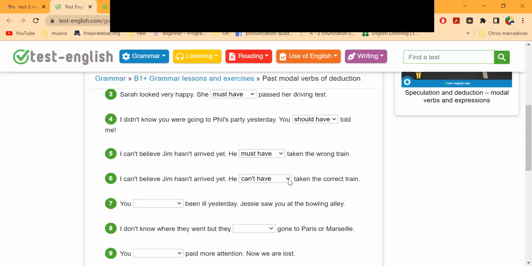¿Ya? Y el must have es para positivos. Entonces yo digo, yo estoy seguro que algo pasó, te digo, eso debe haber pasado. That must have happened. Eso es todo. La regla es súper fácil.